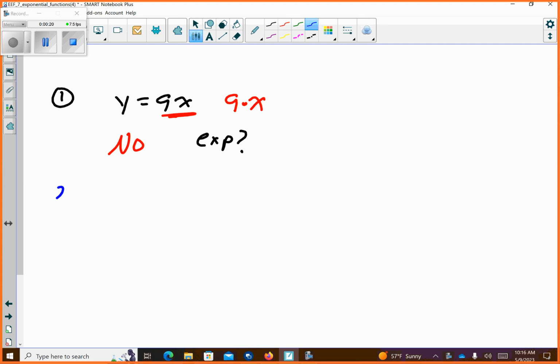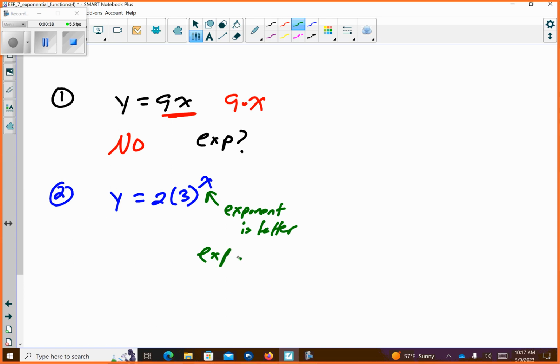Problem number 2. Y equals 2 times 3 to the x. Okay? This is exponential because my exponent is the letter. So this is exponential. Then problem number 3, y equals negative 2 raised to the x power. Okay? Is this exponential? Is that x an exponent? Yeah, so the exponent is a letter. So this is exponential.